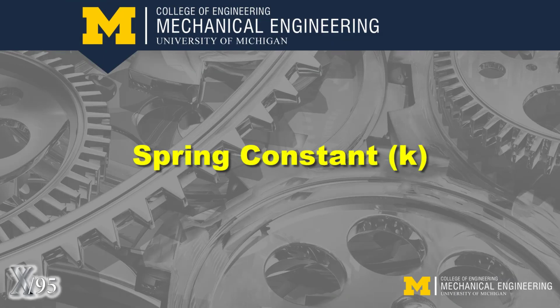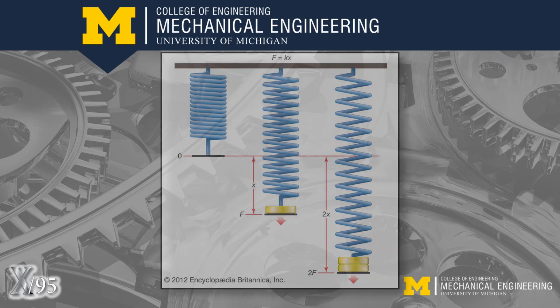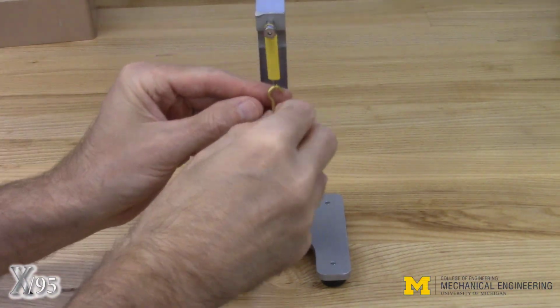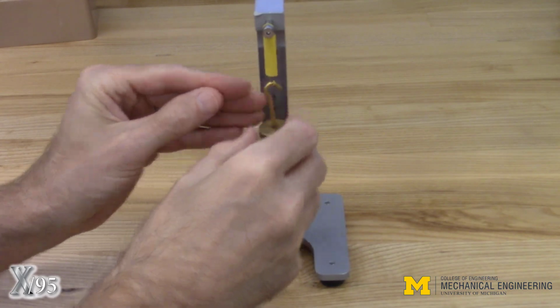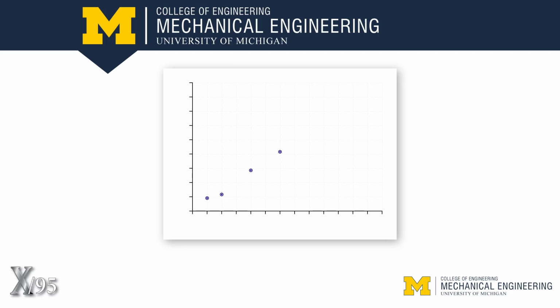The spring constant, denoted K, can be experimentally determined by measuring the rate of deflection to a varying load. Use the provided fixture to incrementally hang weights from the spring and measure the ensuing deflection. Fit a line to the plotted data to calculate the spring constant.